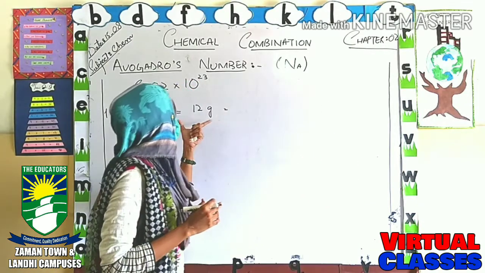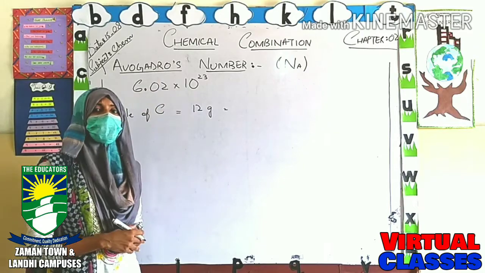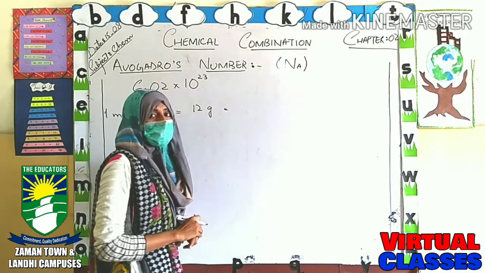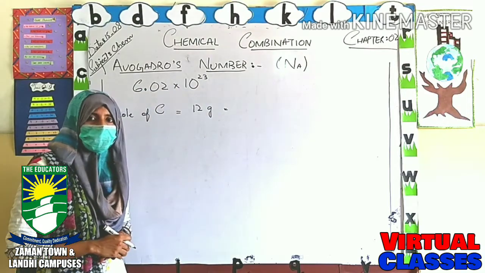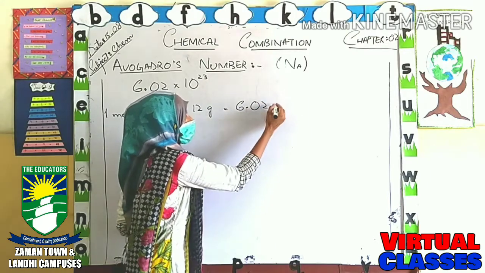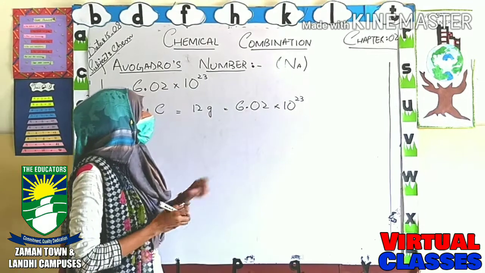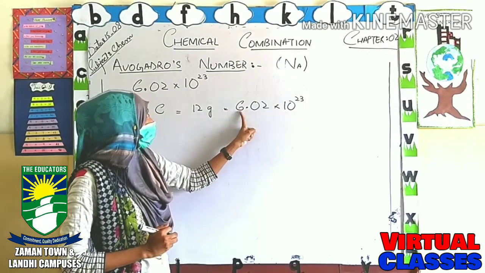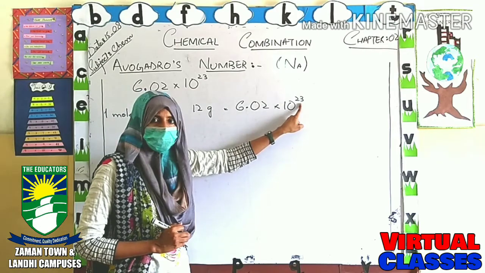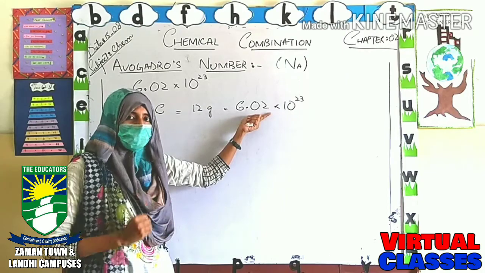So there is a constant number, given by Avogadro. Avogadro is the name of the scientist. He gave the method to study the number of particles, by this number, that is 6.02 exponent 23. How will you read it? It would be 6.02 exponent 23. So by this number you can calculate the Avogadro's number.